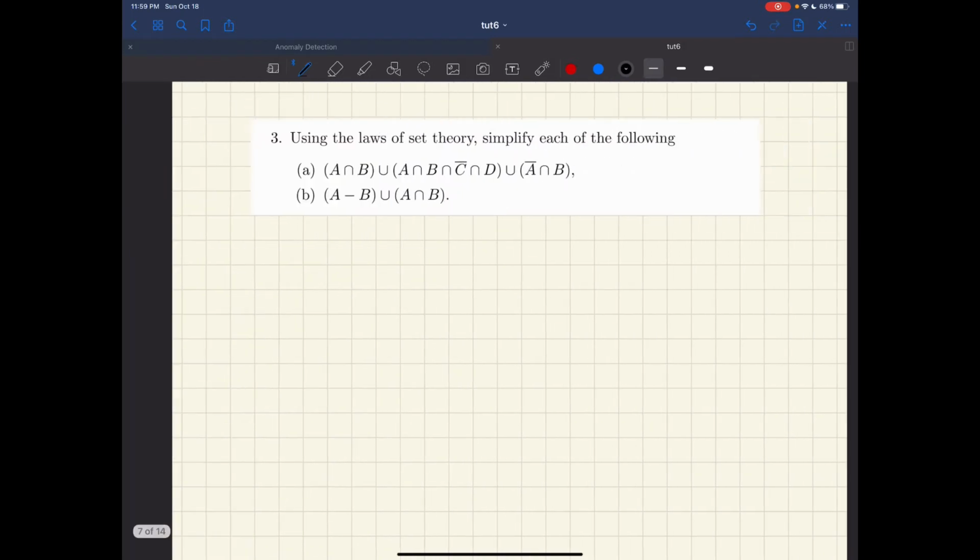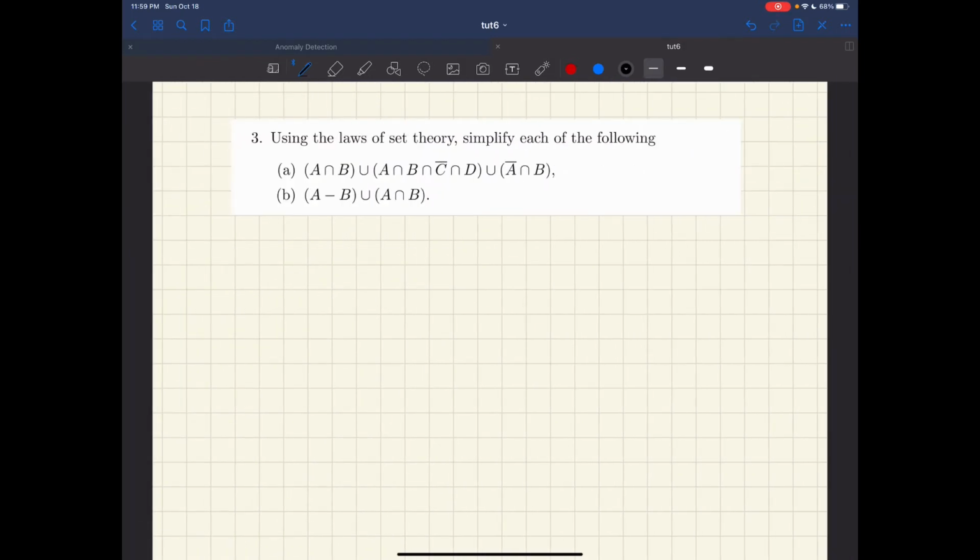So moving on to the next problem. Now it says, using laws of set theory, simplify the following. Okay, the first one is (A ∩ B) ∪ (A ∩ B ∩ C' ∩ D) ∪ (A' ∩ B).